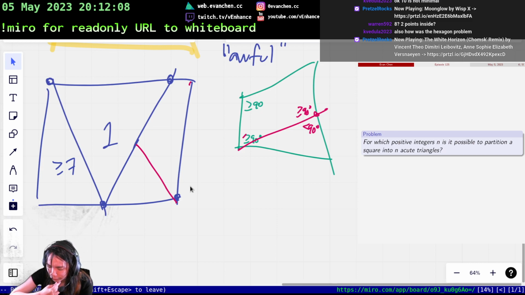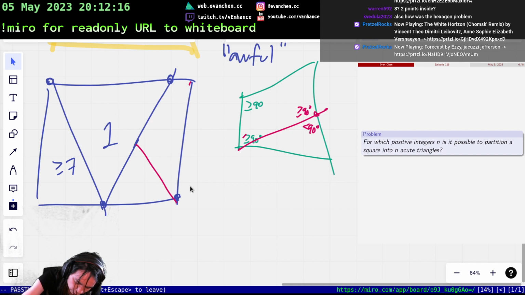Can we just say it's awful if it has at least 2 big angles? Is that good enough? That might be good enough then, right? If I have the big angles on the opposite sides. No, but then you might actually be able to... Oh, holy shit.